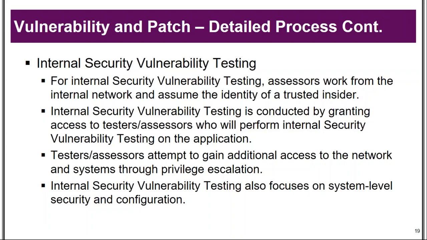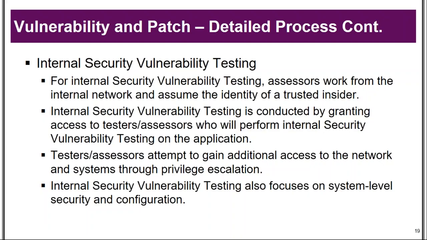We're going to do that by granting access to those testers who are going to perform that internal security vulnerability test on the application. They're going to be granted some level of access to the network. It's not blind, like I mentioned before, with a black box. They're going to be granted access probably as a normal user, or what you call a general user, and they're going to be provided with information that that user would have at their privilege level. And their job is to see if they can escalate those privileges.